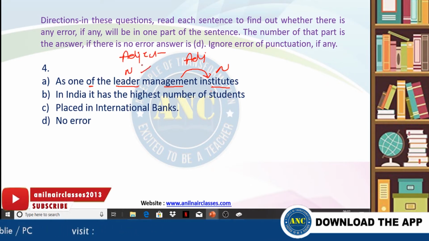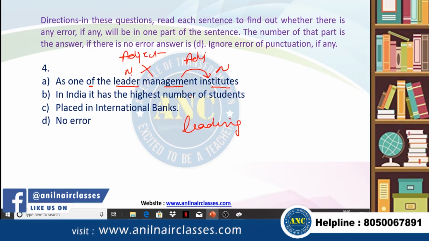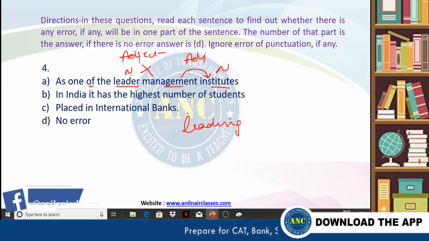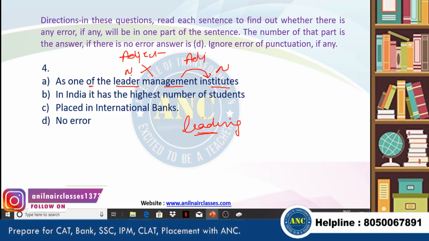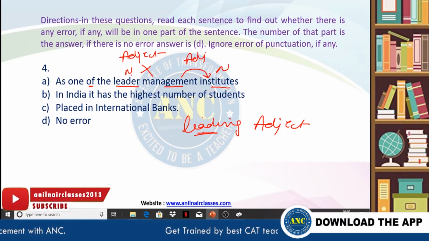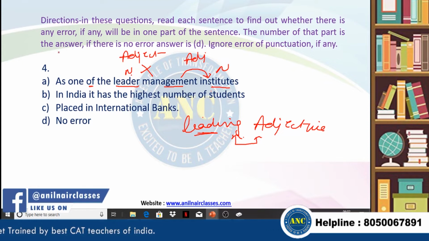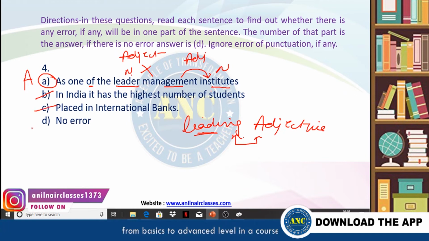This leader is wrong because it is a noun. I need leading management institutes. We never say leader institutes. It will always be leading institutes, right? The meaning changes when we use it in the form of a noun as well as an adjective. I need the adjective form of lead over here, that is leading, right? This is a participle functioning as an adjective. I don't need the basic noun form of the word leader, right? So this is why A is the error over here. I can get rid of B, C and D.